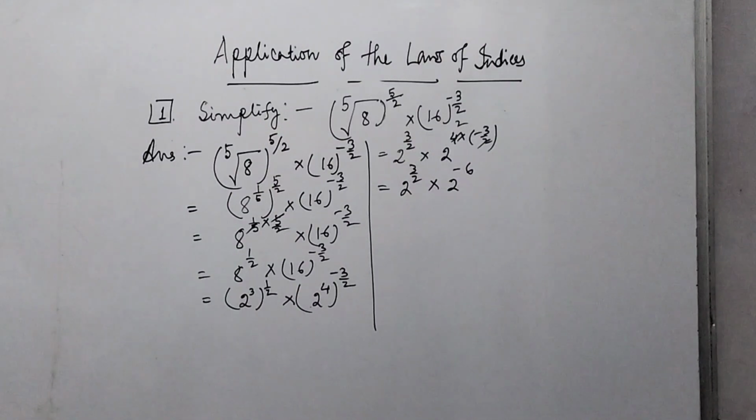Now just think over it. Both the bases are same. In the first term we get 2 to the power 3 by 2 and in the second term we get 2 to the power minus 6. Both the terms have the same base. Okay. So which law can be applied for further calculation? Just think over it. Pause the video and think over it. Yes, I hope you all have got it.